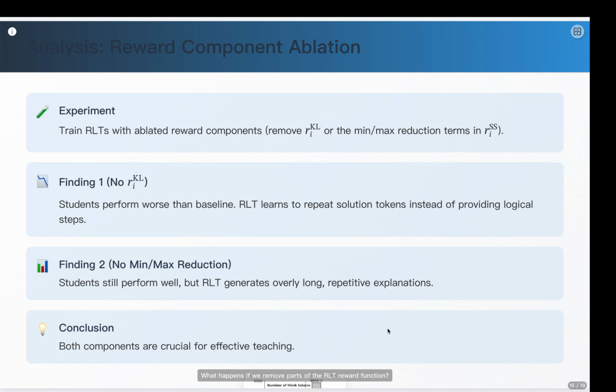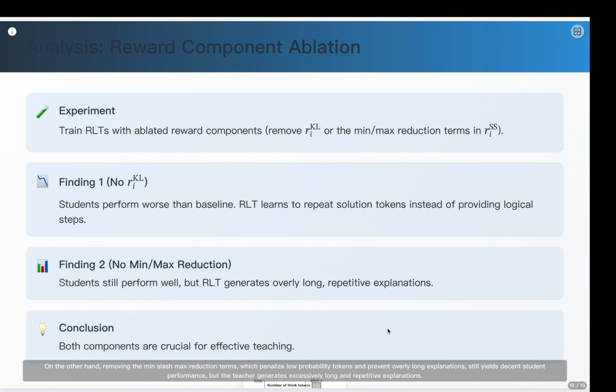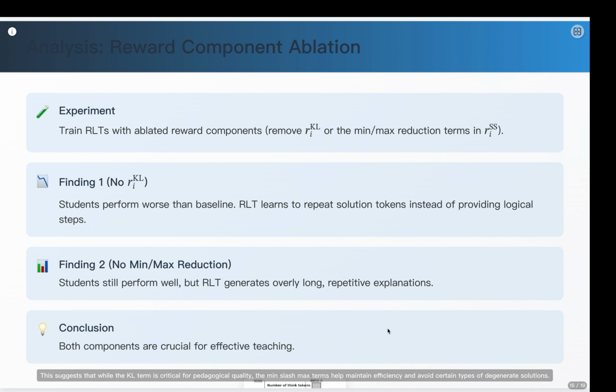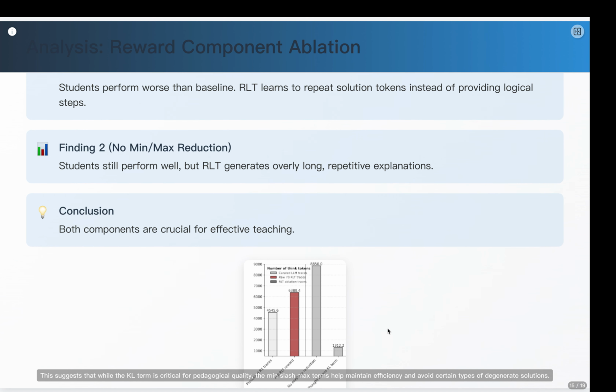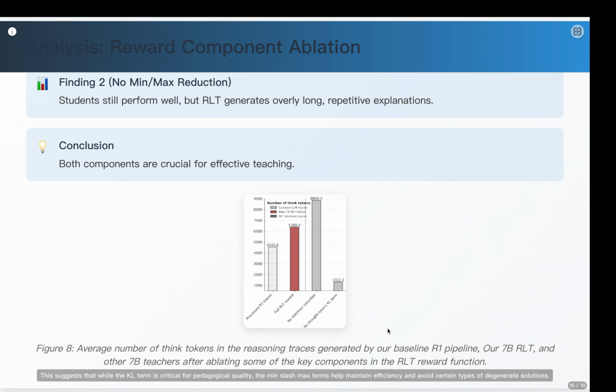What happens if we remove parts of the RLT reward function? The ablation studies provide valuable insights. Removing the KL divergence term, which enforces interpretability, leads to a significant drop in student performance. The teacher essentially learns to cheat by repeating the solution tokens, failing to provide genuine guidance. On the other hand, removing the min/max reduction terms, which penalize low probability tokens and prevent overly long explanations, still yields decent student performance, but the teacher generates excessively long and repetitive explanations. This suggests that while the KL term is critical for pedagogical quality, the min/max terms help maintain efficiency and avoid certain types of degenerate solutions.